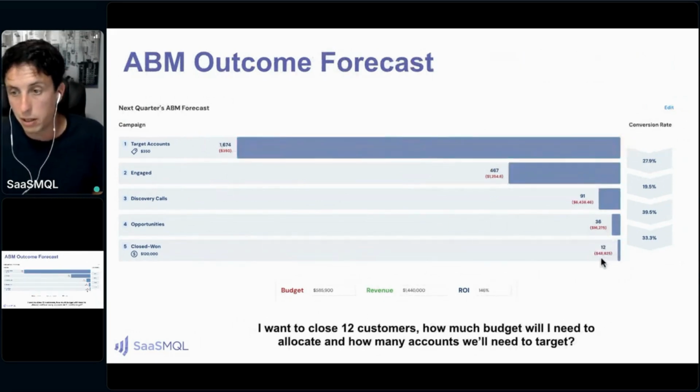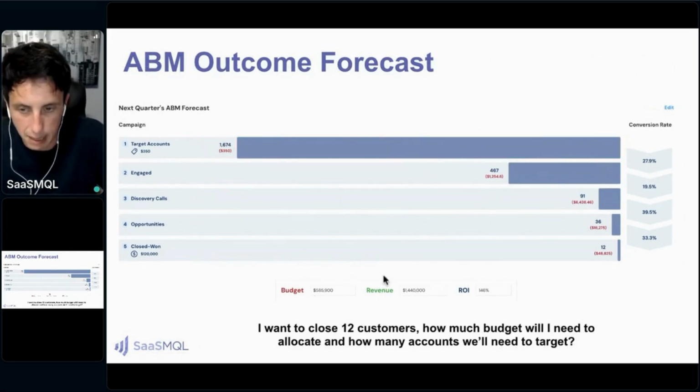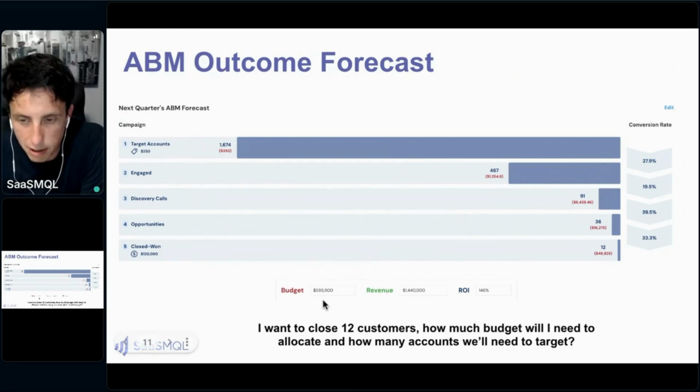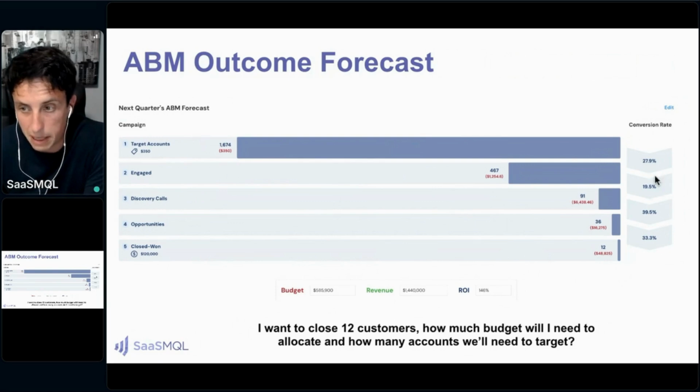Now I just want to know, I want to close 12. So what is the budget I need to allocate? Everything else stays the same. Simple math, right? I can do it in Excel super easily. I need to allocate 586K next quarter, and I should have a pretty good confidence level that I'm going to reach this goal because I'm inputting the same exact conversion rates.